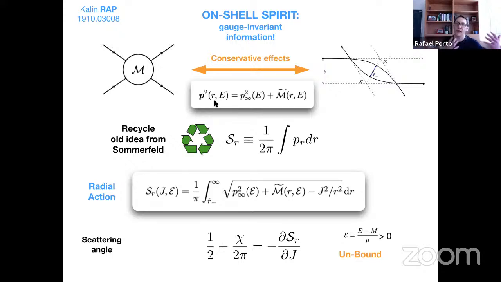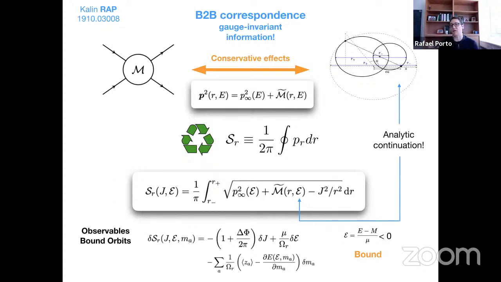Like the Hamiltonian, this p squared is universal, which means we can use it for any type of situation. In particular, we can use it for the bound case. So instead of doing a continuation of the Hamiltonian, so to speak, by solving the Hamiltonian equations with negative binding energy, here we can do exactly the same thing with the radial action and solve for the radial action for the bound problem, then analytically continue the center of mass momentum for negative binding energies.